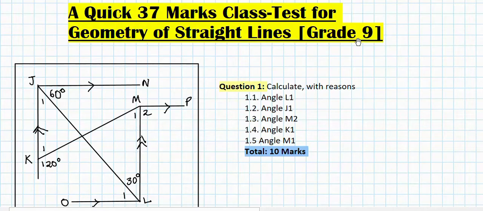So here we've designed a quick class test based on the topics that we worked with from the previous videos. In the previous videos we spoke about the fancy concepts, whereby we spoke about corresponding angles, co-interior angles, alternating angles, vertically opposite angles, and adjacent angles on a straight line. So if you're not yet familiar with those concepts, please go check the previous videos. They'll be on a playlist for grade 9 term 3.